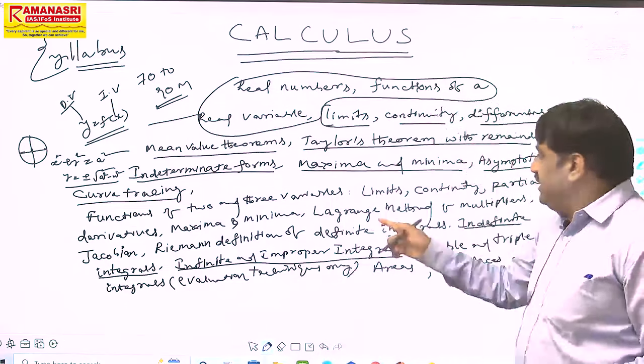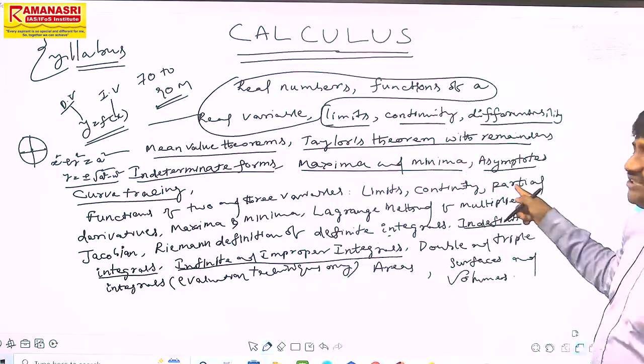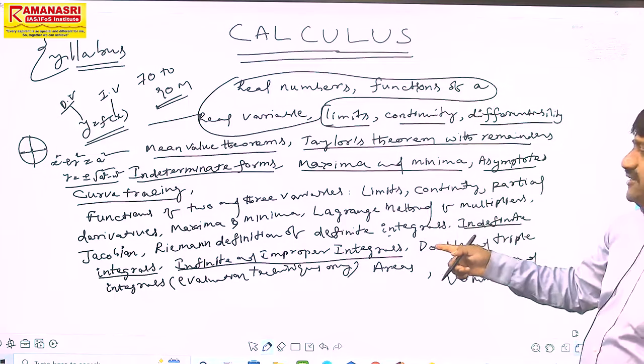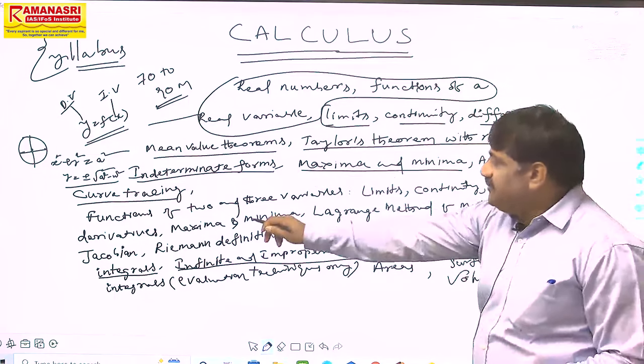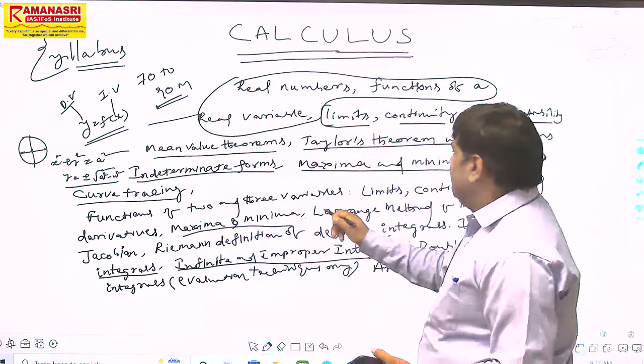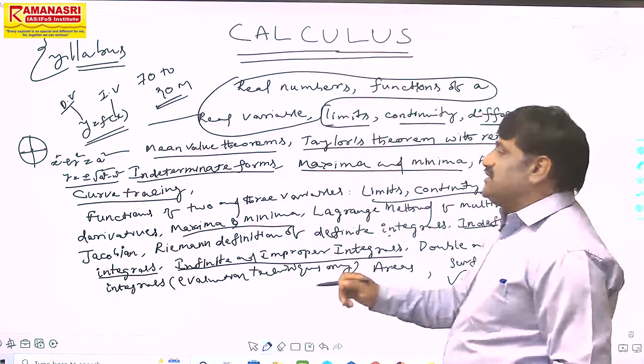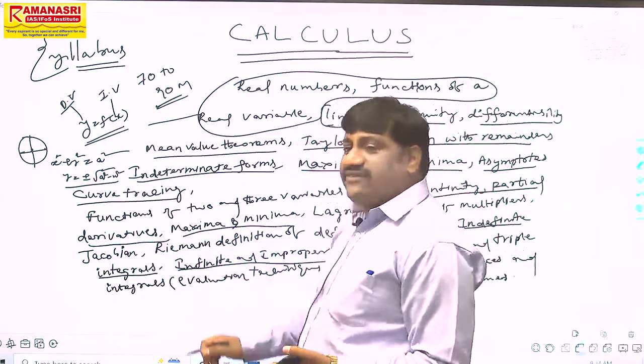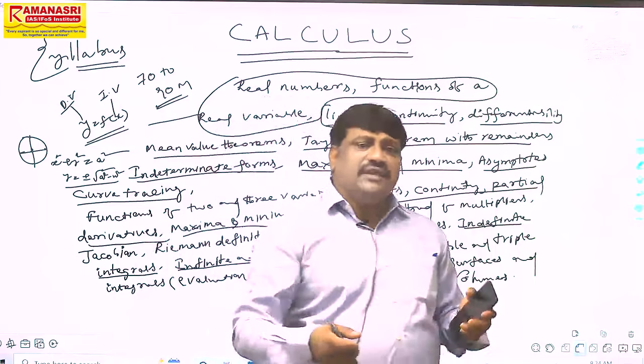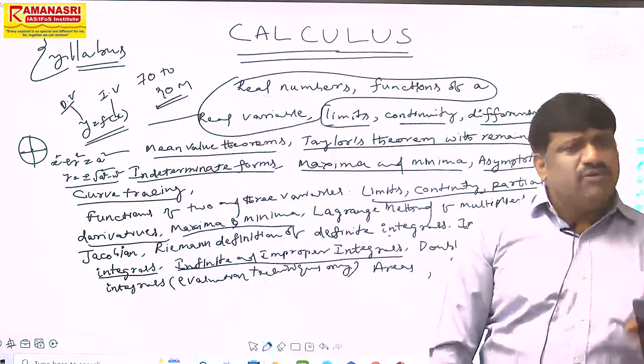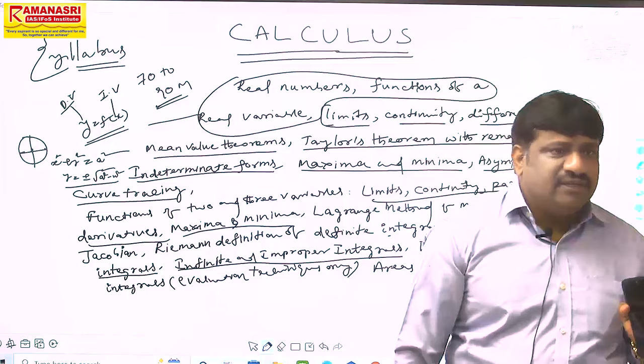The same structure again: limits, continuity, differentiation, nothing but partial derivatives. And here also maximum and minimum, only with 2 or 3 variables. That's it. Previously, the syllabus was several variables. Right now, the limitation is from 2009 onwards. Only 2 or 3 variables.